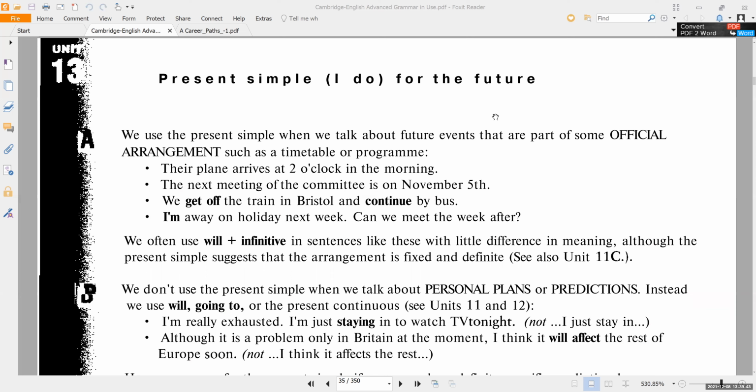Okay, sorry for this interruption. Anyway, so we talked about using the future by will.